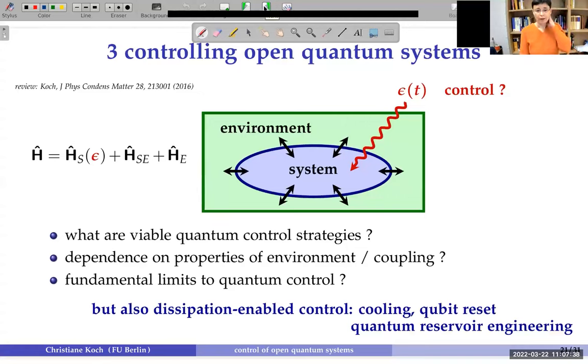But I want to already point out now that while this may draw a rather dark picture, that's not necessarily the case, because certain control tasks can only be realized if I do have dissipation. So cooling being, of course, a prime example, or closely related, the qubit reset, where I need to get rid of entropy, and the only way of getting rid of entropy is to send it to the environment. And these ideas of resetting or cooling are very closely related to what is called quantum reservoir engineering, where if you know that you have a control task that benefits from dissipation, you engineer the coupling between the system and the environment to get the desired dissipation.